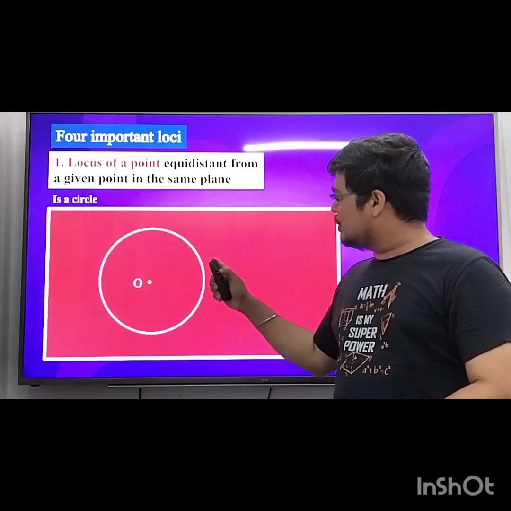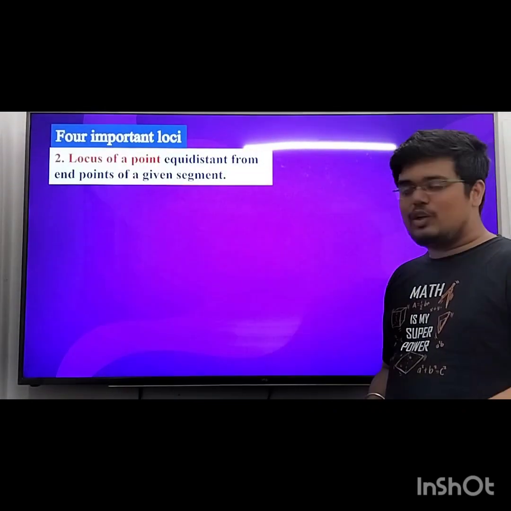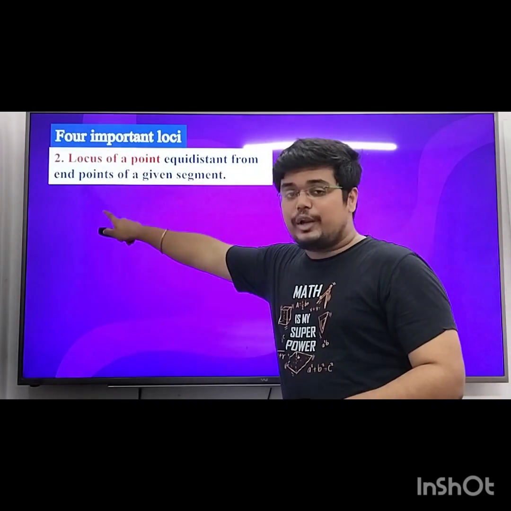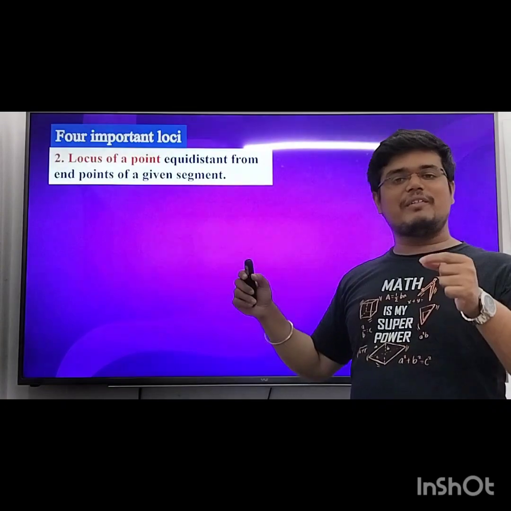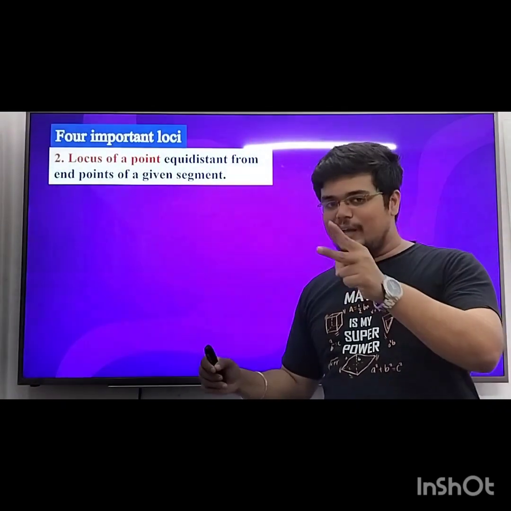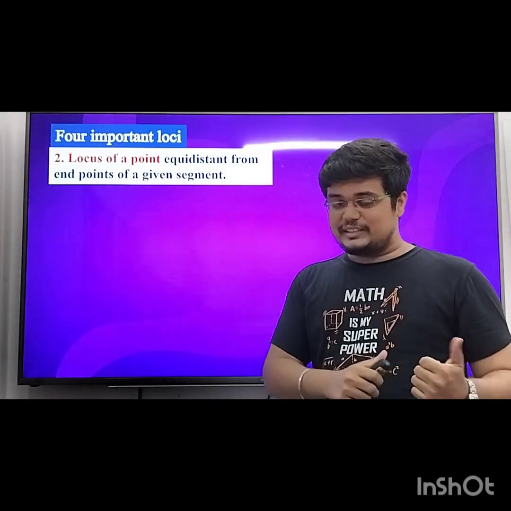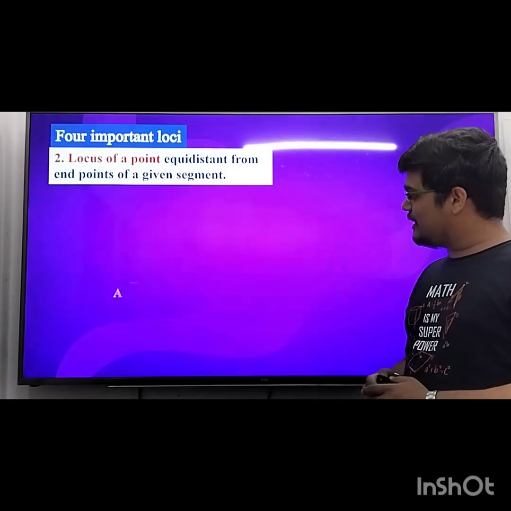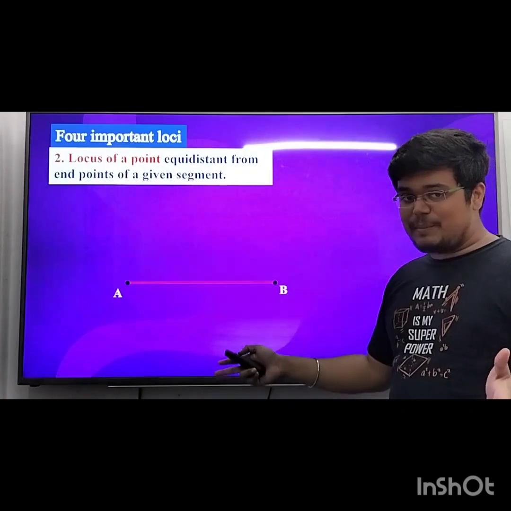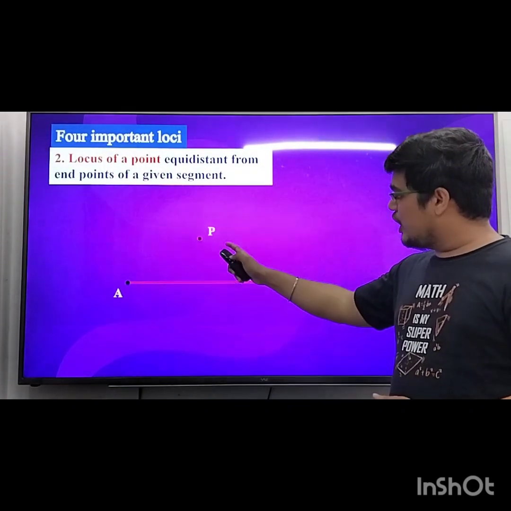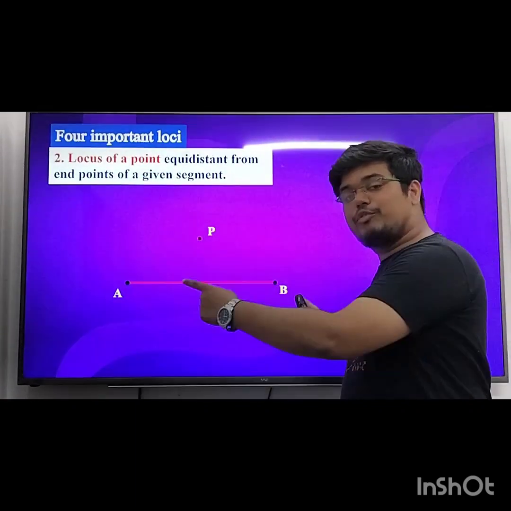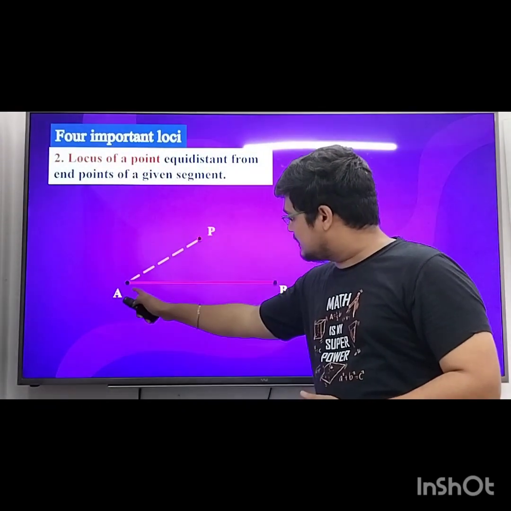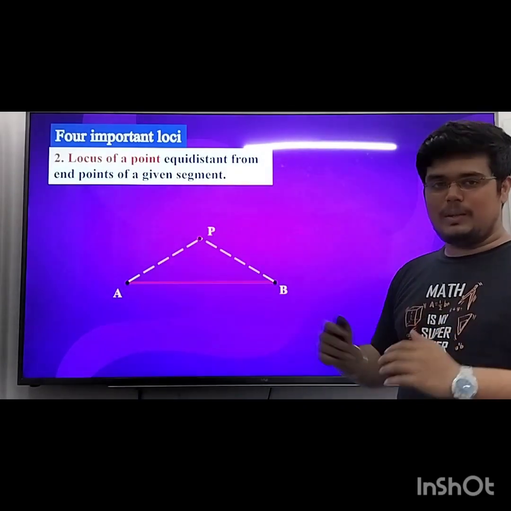Further, let's move ahead to the second locus. The second locus will be locus of a point which is equidistant from end points of a given segment. And when we say end points of given segment, we are talking about 2 points. In the previous example, it was 1 point. Here, there are 2 points. So here, students, let's say we have a segment AB. The length will be given in the question. And we are talking about points which are at equal distance from A and B. So let's consider a point P which is at equal distance, that is PA and PB will be equal.